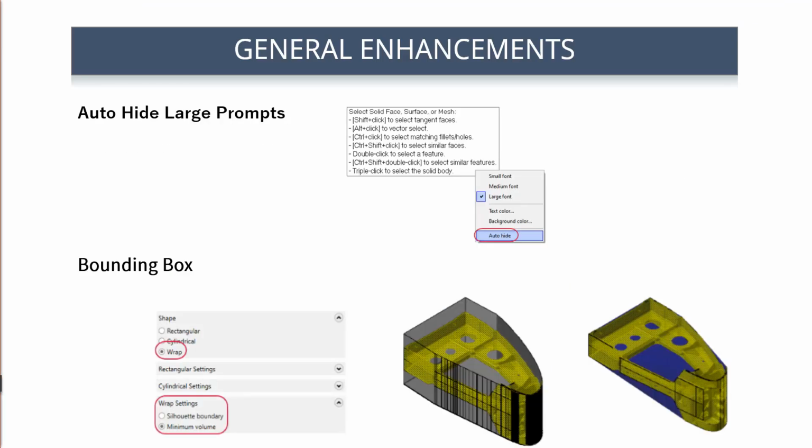Next one here, auto-hide large prompts. The large prompts that we get when we're doing selection typically, now we can right-click on there and we have an auto-hide option. It's kind of nice. It just shrinks up and then you can hover over it to expand it back out so you can see your screen. And then bounding box. There's a lot of changes in bounding box as far as new options. They gave you a new wrap option and a silhouette boundary, minimum volume. We'll take a look at them on parts down the road, but there's significant changes in bounding box.